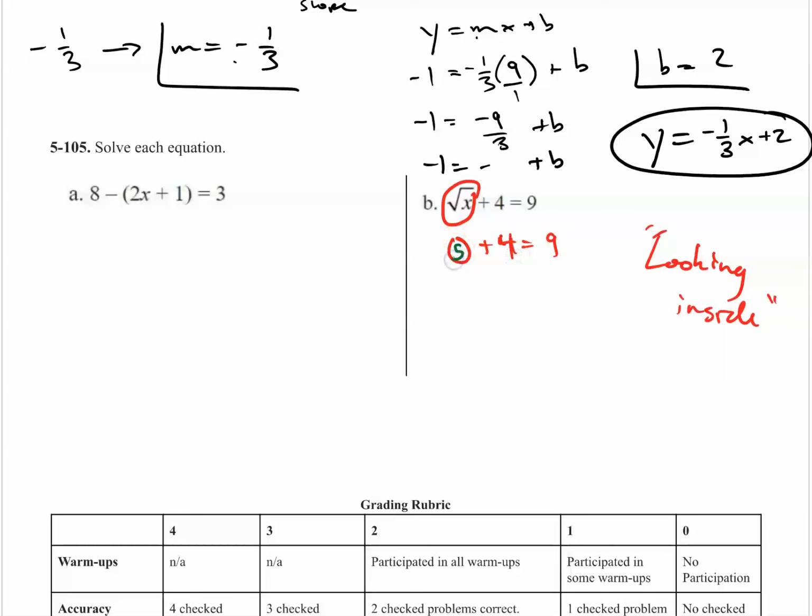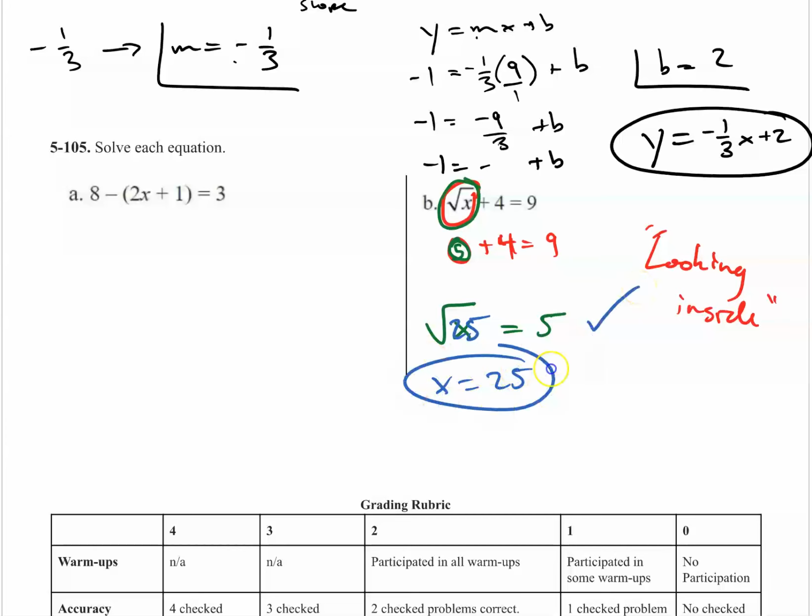5. That's easy. So how can we get square root of x to become 5? Like, how can we get square root of x to just be equal to 5? Well, how about if x were 25? The square root of 25 is equal to 5, right? Yeah. So if x were 25, let's check. The square root of 25 plus 4. Well, the square root of 25 is 5. So 5 plus 4 is 9. And that's the answer. If x is 25, then we get 9.